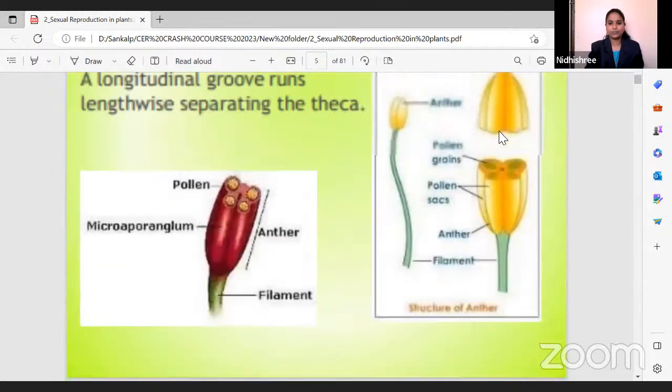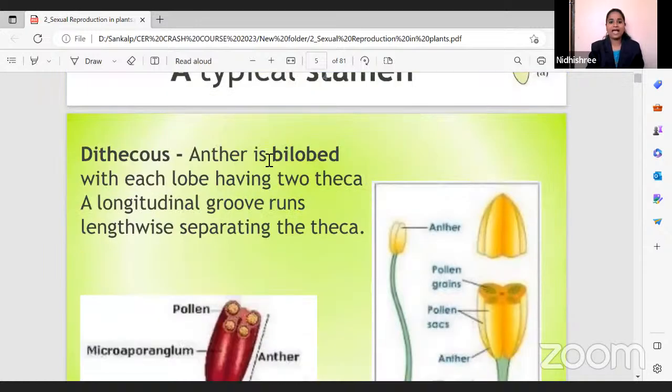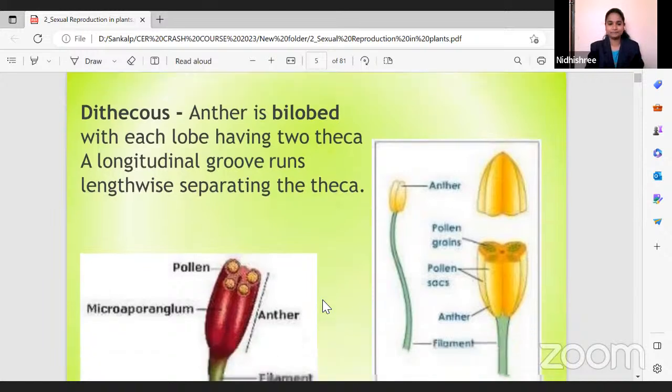One minute, I will show you. See, the anther is bilobed, with each lobe having two theca. Theca means layers. A longitudinal groove runs lengthwise separating the theca. So here, this is one lobe. This two-group is called one lobe. If two lobes are observed, then it is called bilobed, dithecous.